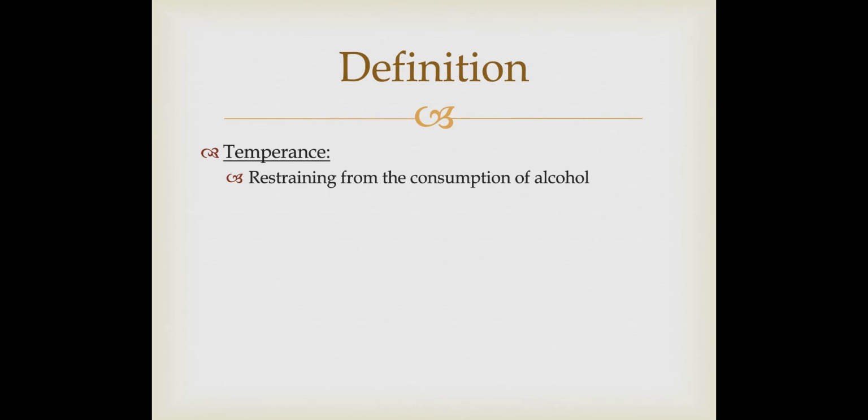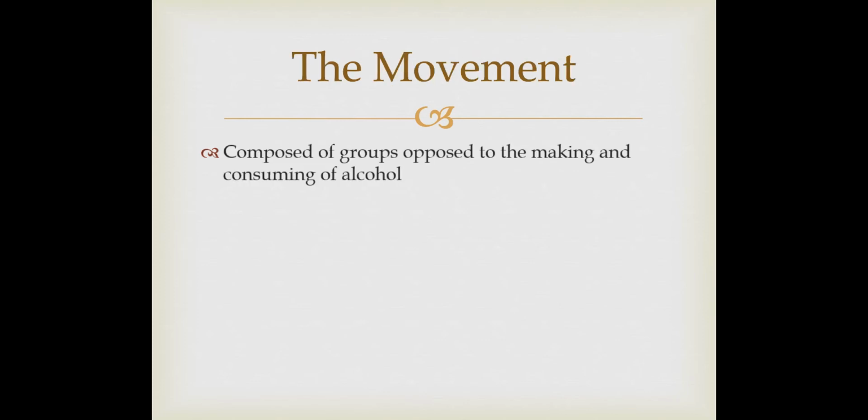Temperance. The idea is to restrain yourself from drinking alcohol. The literal definition for your notes is restraining from the consumption of alcohol. Well, consumption means we drink it. The movement. The movement is going to be made up of groups of people opposed to the making and consuming of alcohol. Some are going to be opposed for religious reasons. Some are going to be opposed for moral reasons. Some are going to be opposed for reasons that have to do with impact on society as a whole.